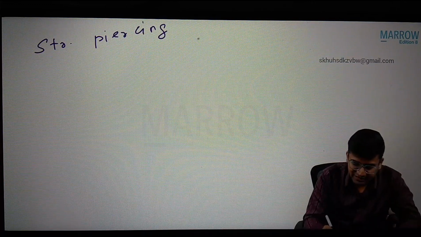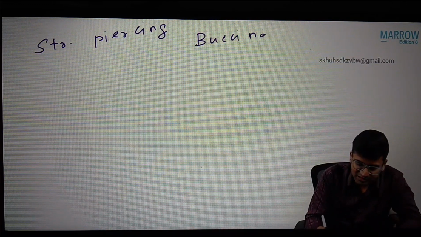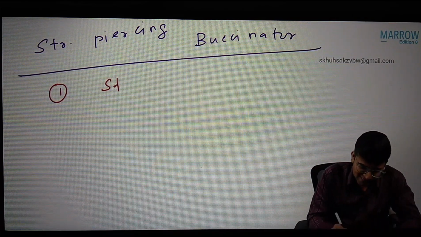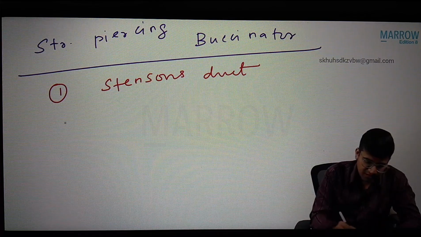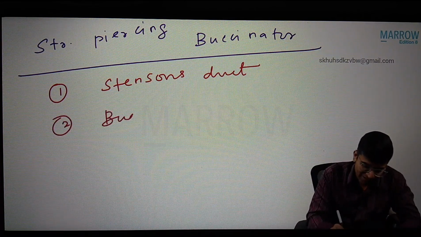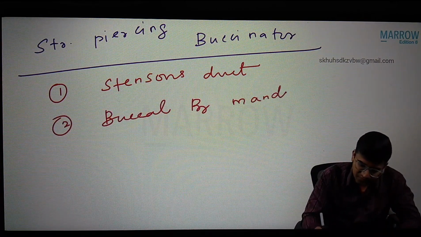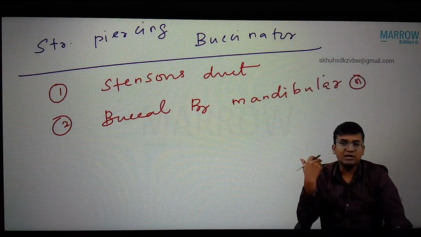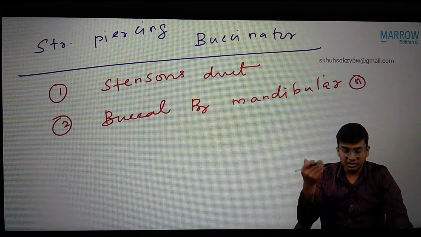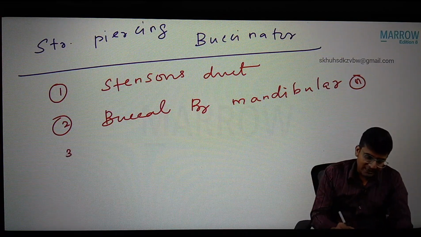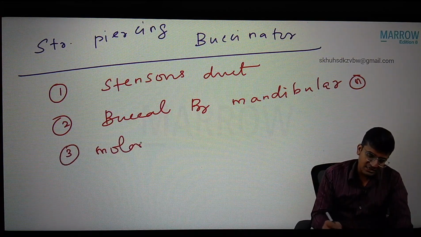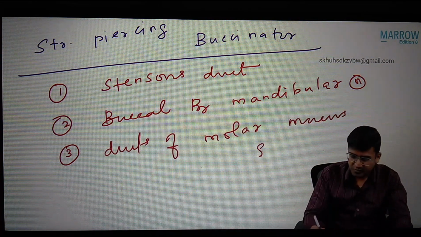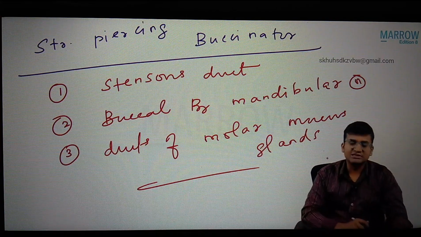So, please put one box and write structures piercing buccinator muscle. What are those? Number 1, Stenson's duct. Number 2, buccal branch of mandibular nerve. Please remember, buccal branch of mandibular nerve, not facial nerve. Buccal branch of facial is not piercing buccinator muscle. And number 3, ducts of the molar mucous glands. These are structures piercing the buccinator muscle.